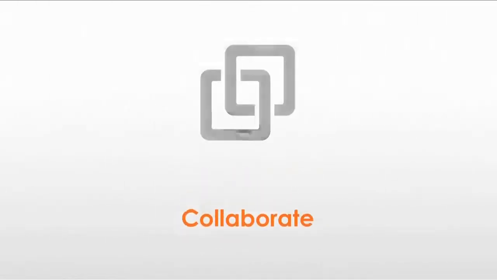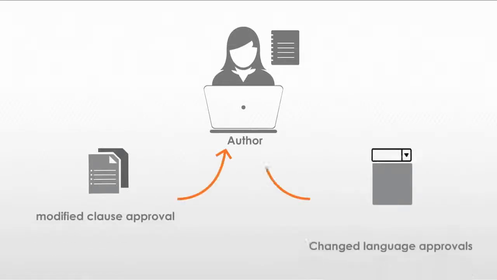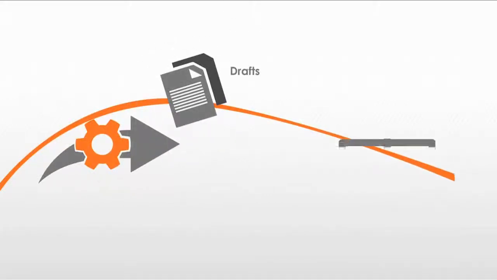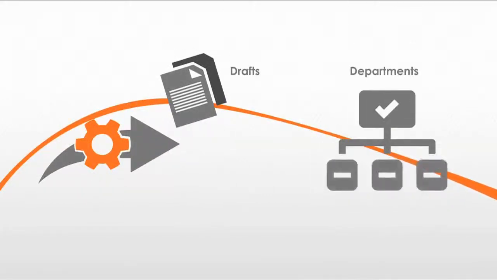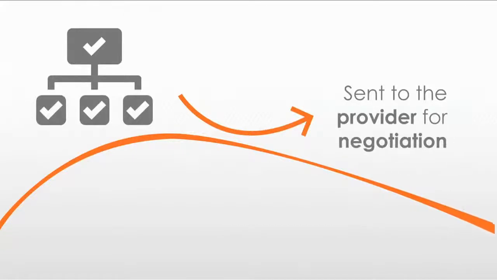Collaborate. Next, the author collaborates internally to amend the modified clause and language level approvals. Predefined workflows send the draft contract to concerned department for approval in parallel. Once the draft contract is approved at all levels, it is sent to the provider for negotiation.